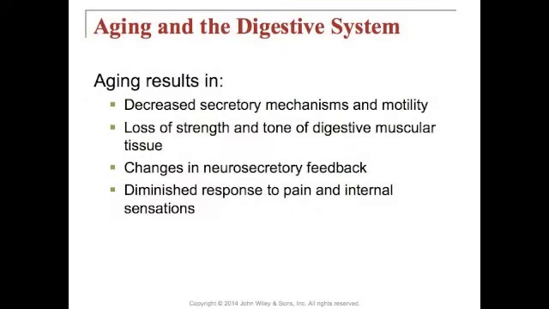Aging and the digestive system. This is on page 991. Aging results in decreased secretory mechanisms and motility. It also results in a loss of strength and tone of the digestive muscular tissue. It changes neurosecretory feedback. And it has a diminished response to pain and internal sensations.